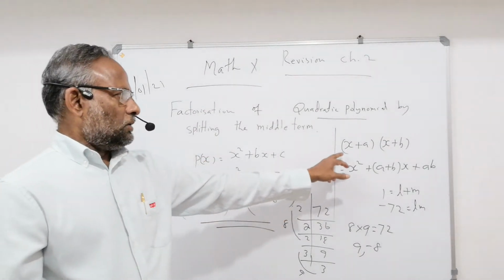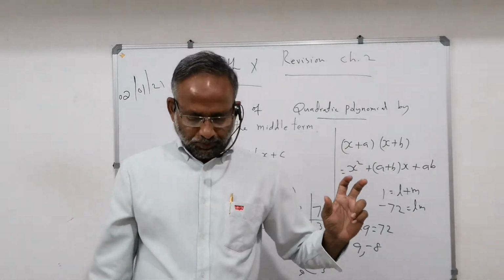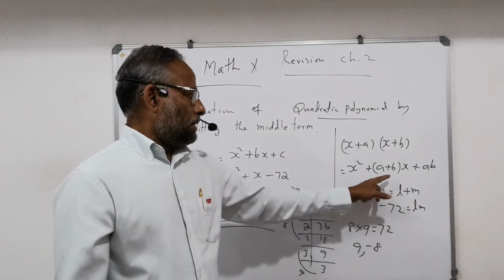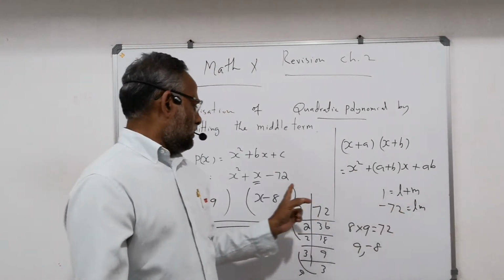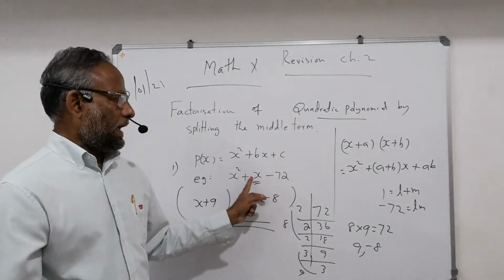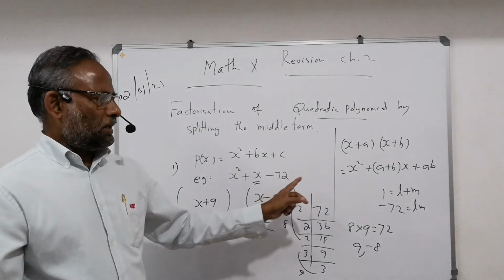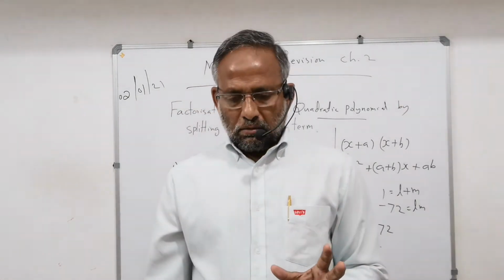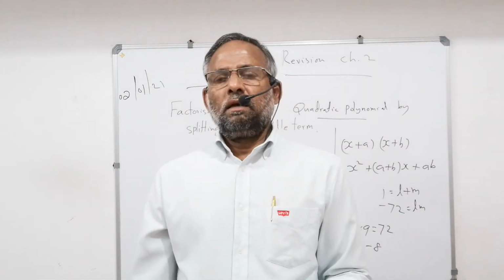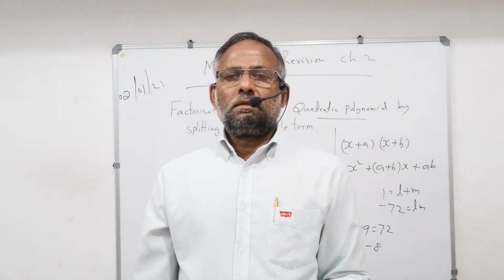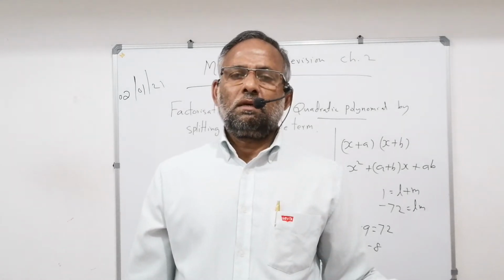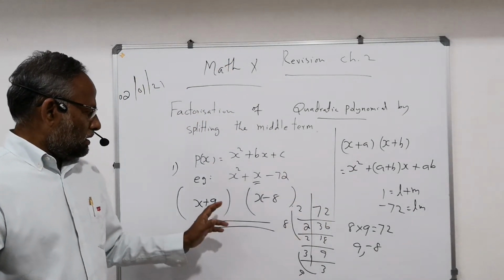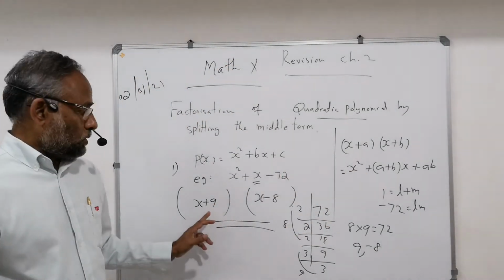As before, use the identity. Remember the identity: x plus A into x plus B, A plus B. L plus M is the coefficient of x, and the product, minus 72, is LM. Then you find two numbers whose multiplication is that and whose addition is the coefficient of x. Multiplication is this, it is C. After that, put them in two brackets.